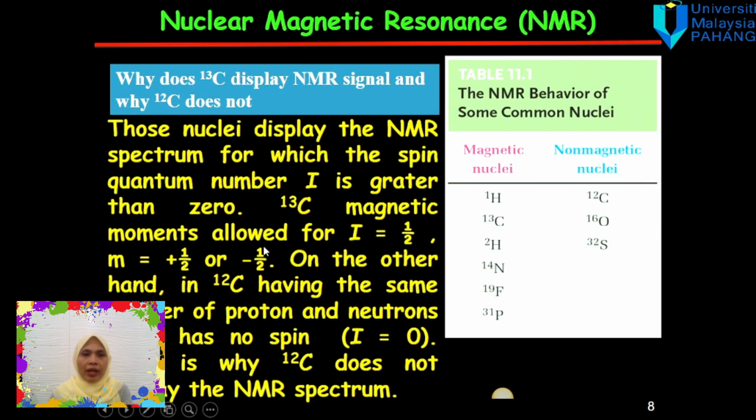Next, why does C13 always display the signal in the NMR compared to C12, which does not? Because C13 has a magnetic moment with I equal to one half, and the magnetic moment will become positive half or negative half. So it has a spin. In C12, there is no spin, which is I equal to 0. That's why C12 does not display the NMR spectrum. Only C13 is detected for the NMR signal.